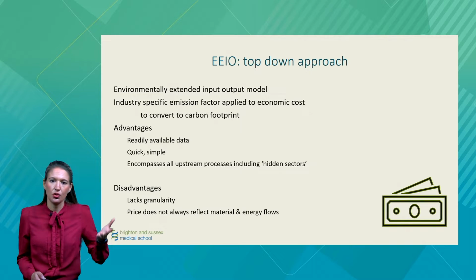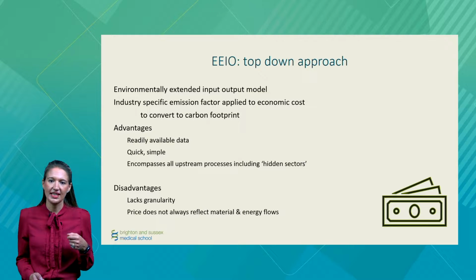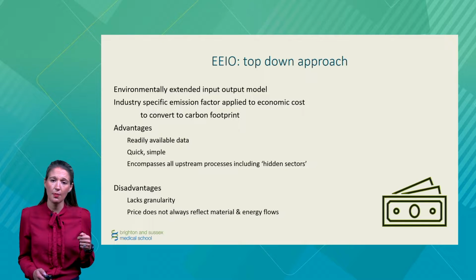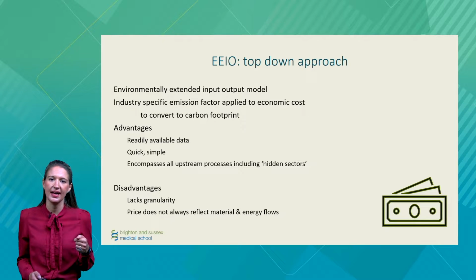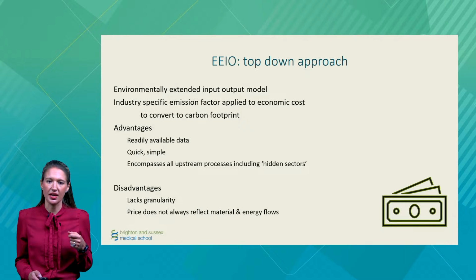And as you'll be aware, the financial spend is something that we often have ready access to. And so we can much more quickly collect the data. And then we convert that to the carbon footprint based on industry-specific conversion factors. And the other advantage of this approach is that the financial cost often takes into account the upstream hidden sectors. So, for example, the cost of a product might include a proportion of the marketing and of the research and development that's gone into that product itself.